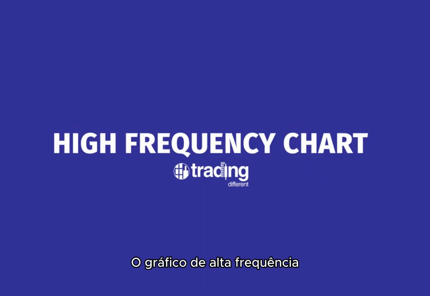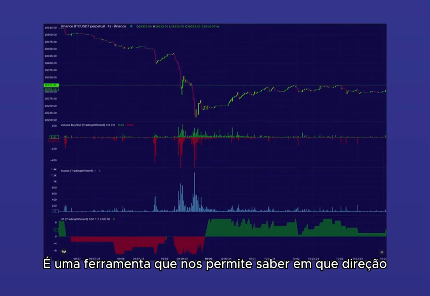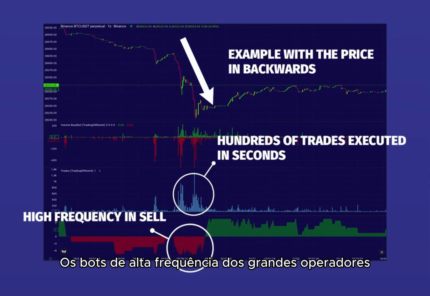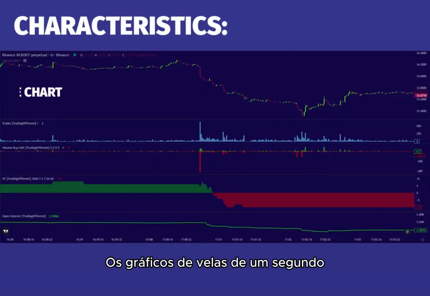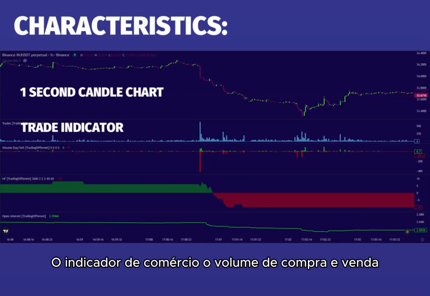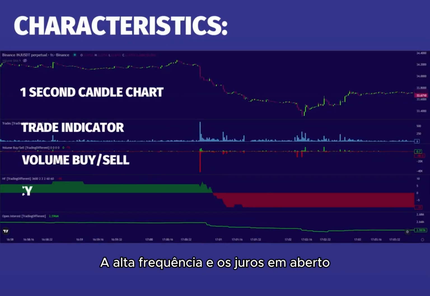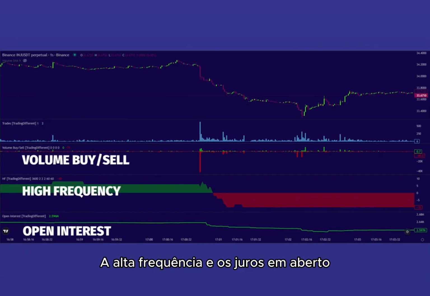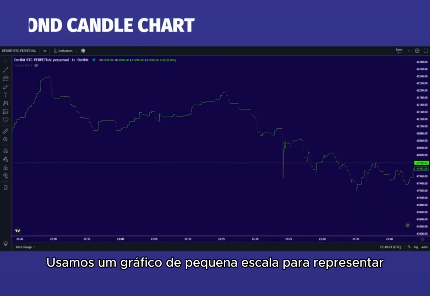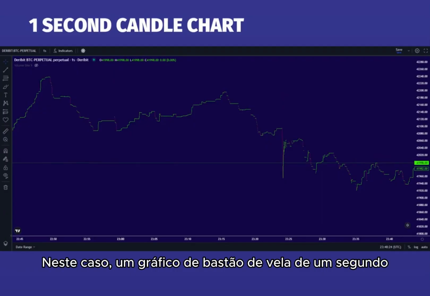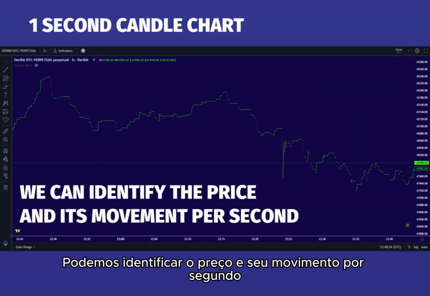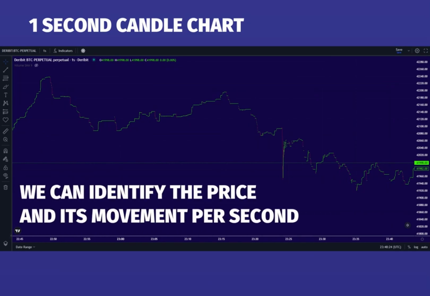The high-frequency chart is a tool that allows us to know in what direction the high-frequency bots of the large operators that move the price of the markets are operating. Its characteristics are the 1-second candlestick charts, the trade indicator, the buy and sell volume, the high frequency, and the open interest. We use a small scale chart to represent the rest of the high-frequency indicators, in this case, a 1-second candlestick chart. With it, we can identify the price and its movement per second.